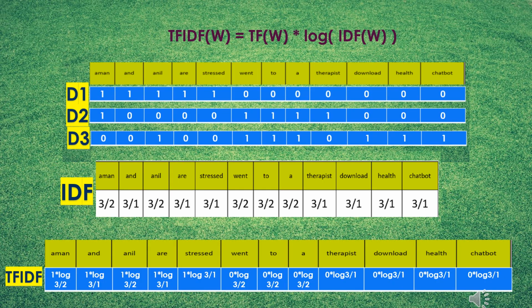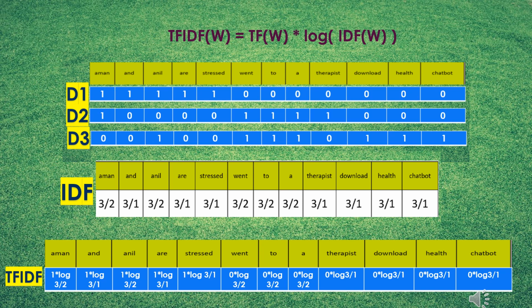Now calculate the TF-IDF of the word. Here we have taken the term frequency of each and every document and the IDF, inverse document frequency, of the document. So the term frequency of the word for document 1, document 2 and document 3, each and everything must be calculated over here. So the TF-IDF of the word is equal to the TF of the word into the log of the IDF of the word.